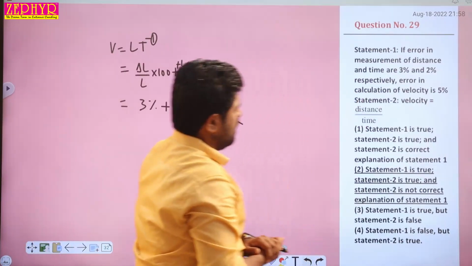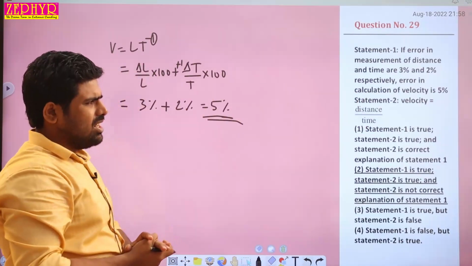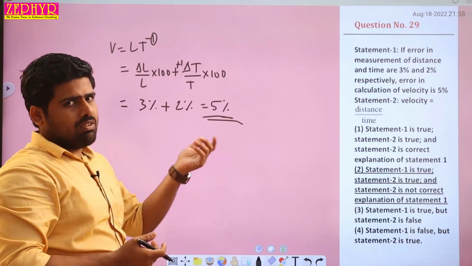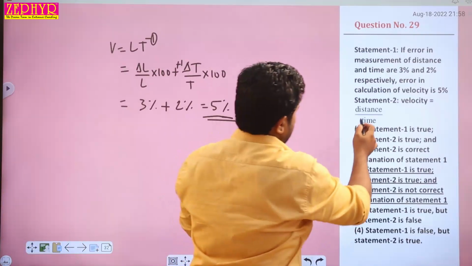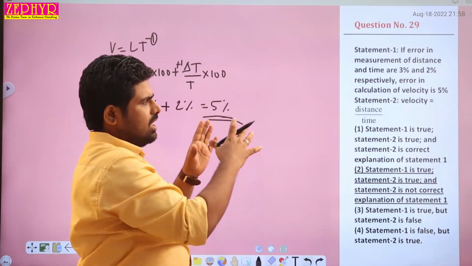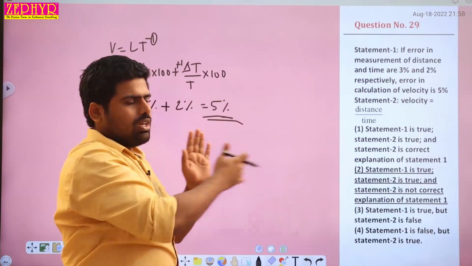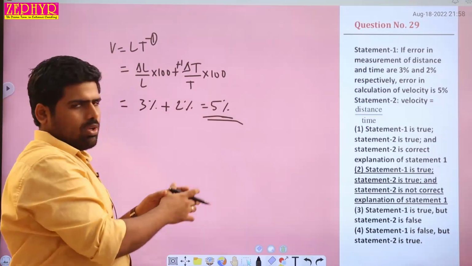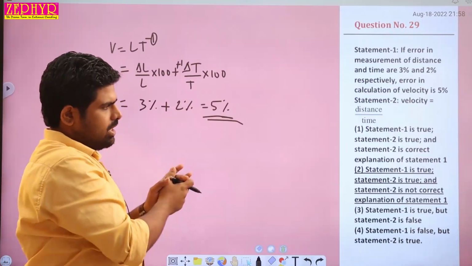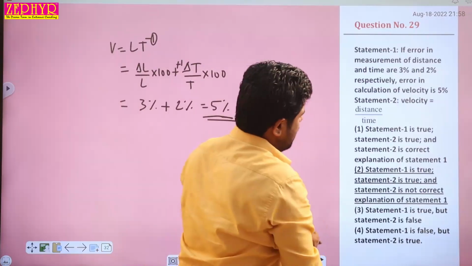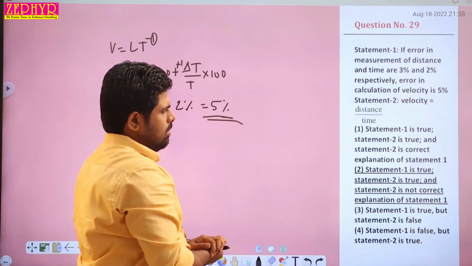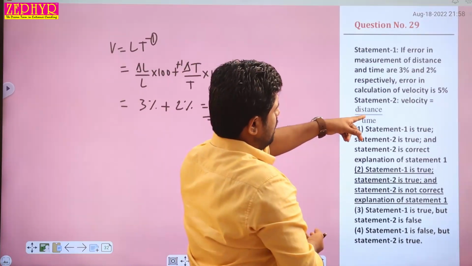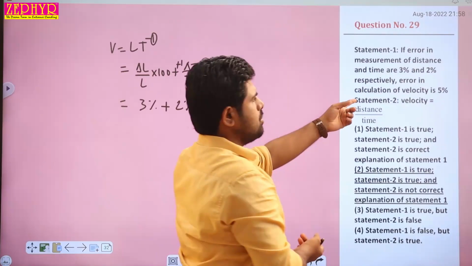And another one: velocity is distance divided by time. Actually, velocity is a physical quantity, displacement divided by time. Here distance is dimensionally equivalent to displacement. Therefore distance divided by time is dimensionally equivalent to displacement divided by time. So both the statements are correct, but the second statement is not the correct explanation of the first one.